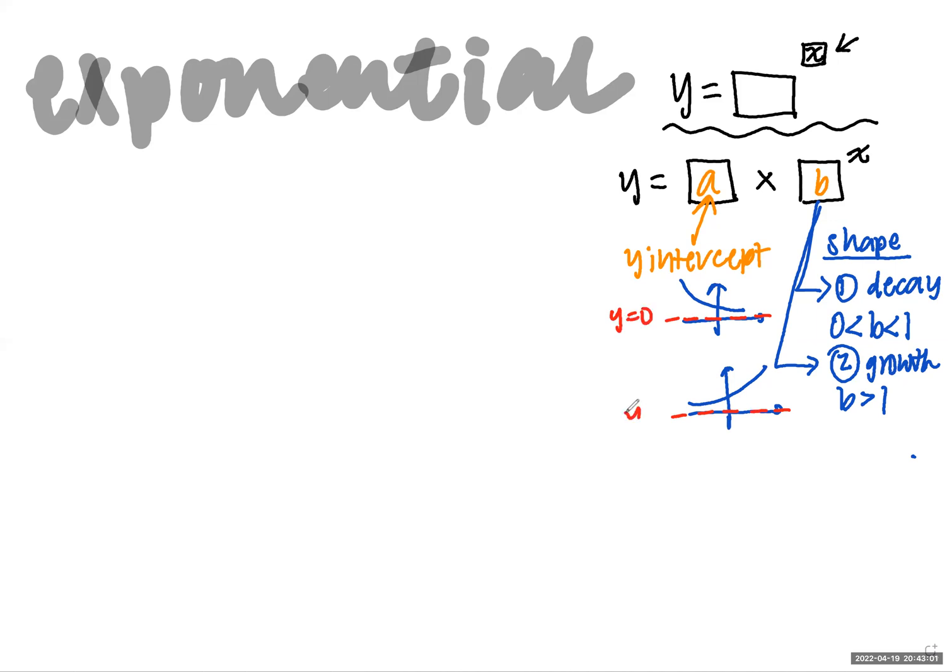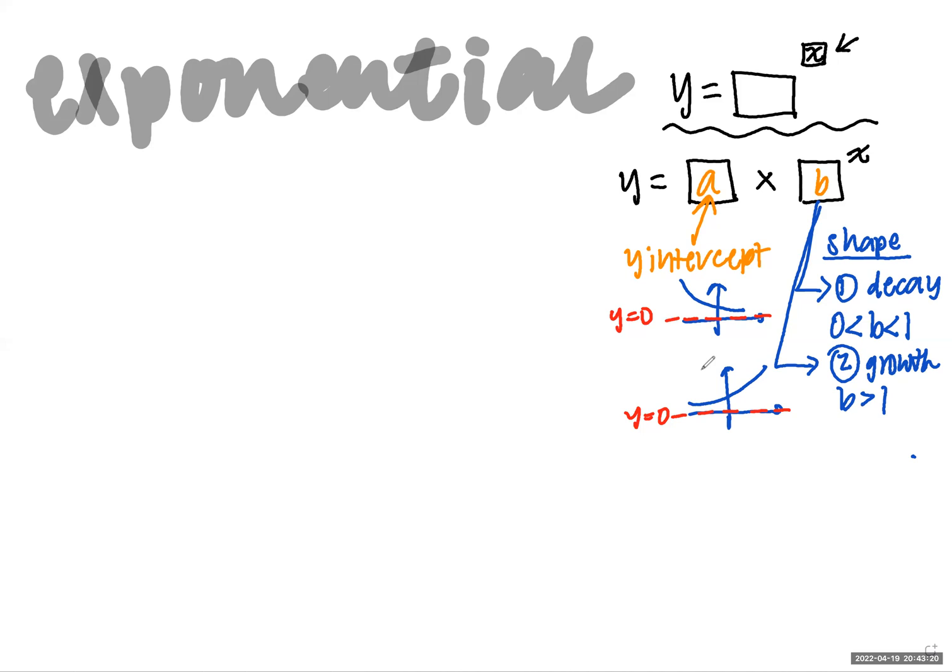Y equal to 0 is the asymptote. So you can take your red pen and put a dotted line and write that down, y equal to 0. Now, there are 4 different scenarios that you can learn. What are the 4 different scenarios?